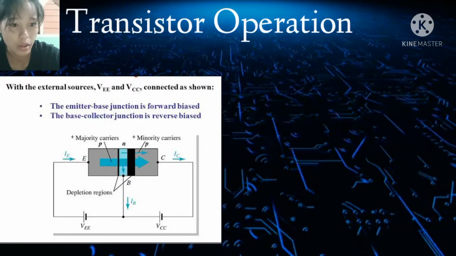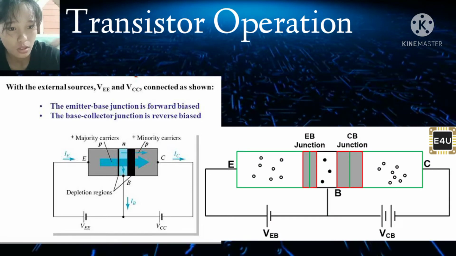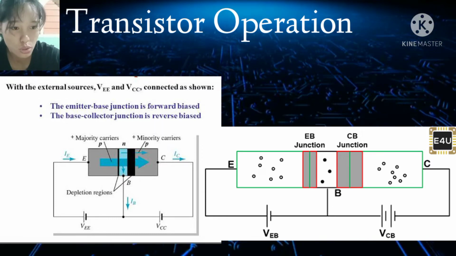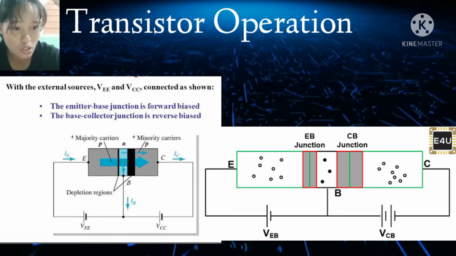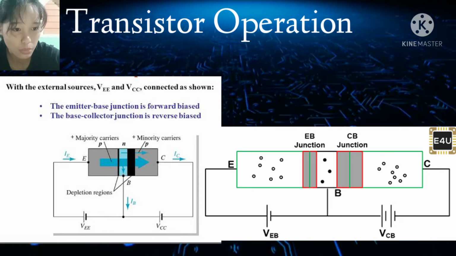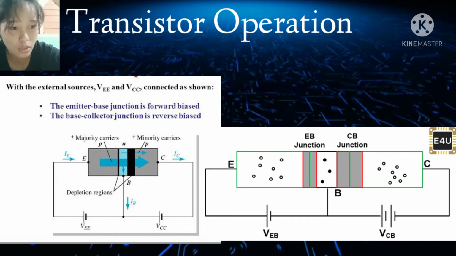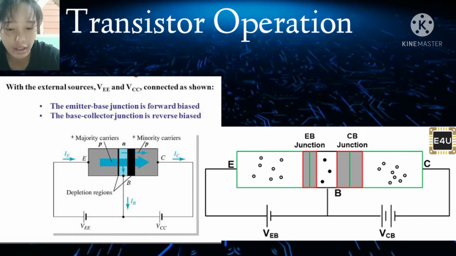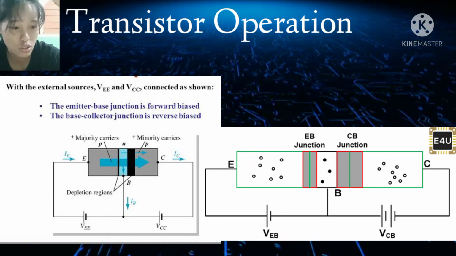So for the transistor operation, for example, we use here the PNP transistor. We have here our external sources, the emitter voltage source and the collector voltage source. The first junction, the emitter-base junction or the PN junction, is forward biased, so the depletion region is compressed. While the base-collector junction, or the N to NP junction, is reverse biased, so our depletion region is stretched.